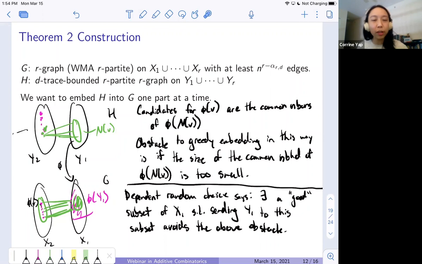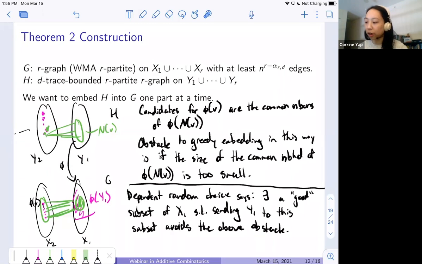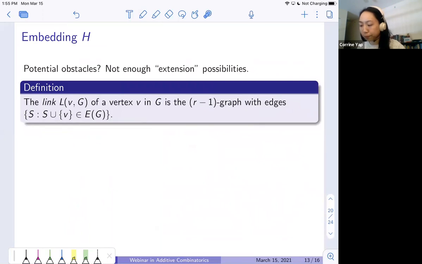So I'm running a little bit out of time, so let me just sketch how we use dependent random choice. What were the obstacles that we ran into? Because for our problem, we're no longer embedding just two parts. We have our parts sitting out here. So how do we extend this embedding to find our trace-bounded hypergraph?